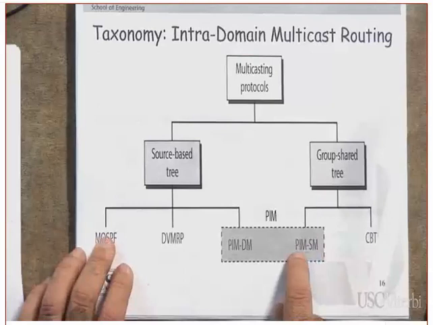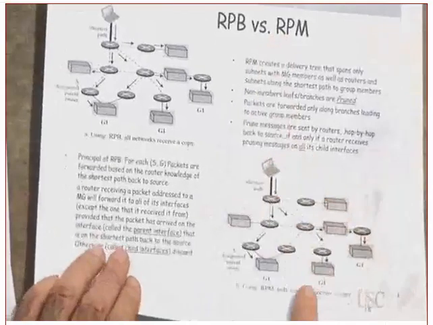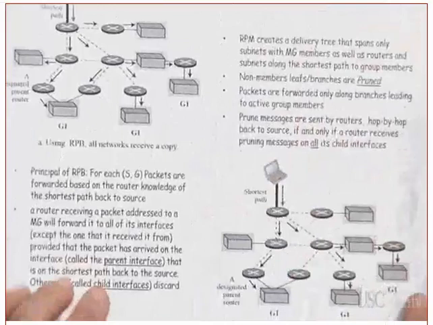Now, will this one make a copy to here? This one will make a copy to here. Why? Because there is an interest in here. Now, answer me the following question. Why is this one not sending it to here?